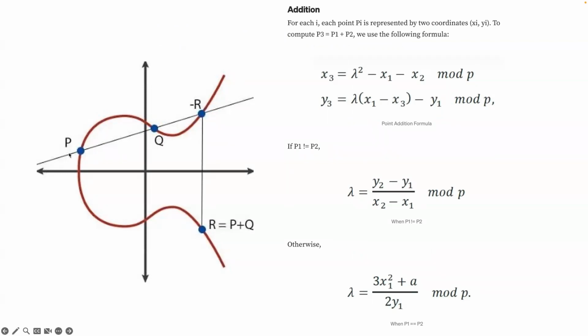Okay, so the first operation we define in this group: let's say you have two points, a point P and a point Q. You want to define a so-called point addition. Of course, when I say addition, it just reuses the word addition, as when you add, let's say, two integers.